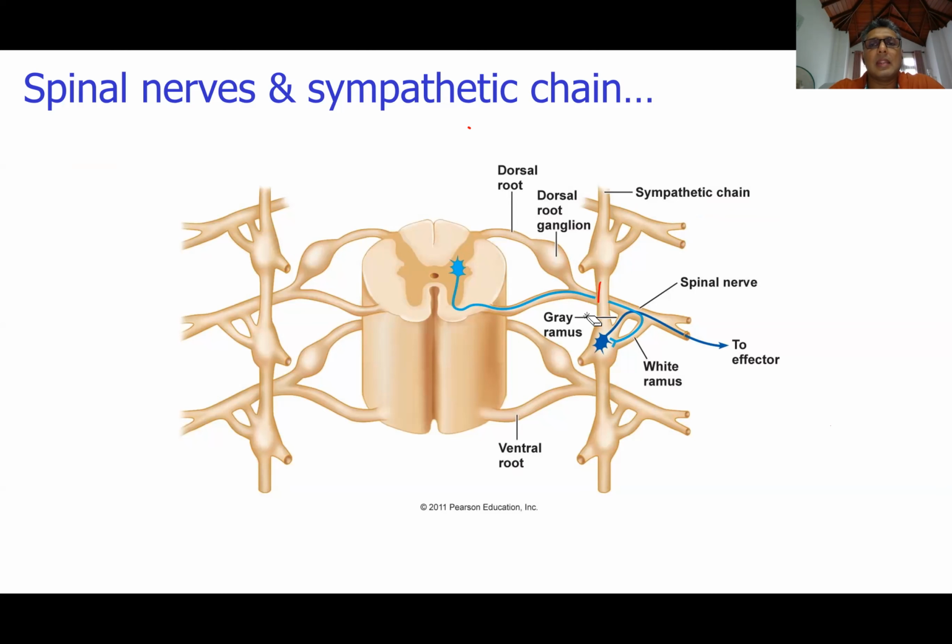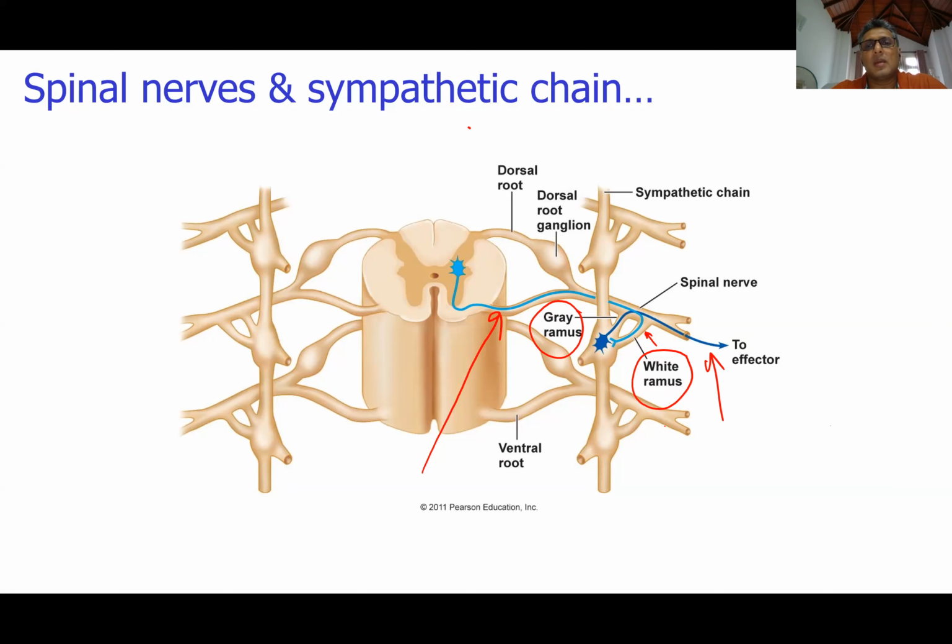And there's another point here. Now here you see gray ramus and white ramus communicants. These are the two nerve connections that connect the sympathetic chain to the spinal nerve. The reason is that the preganglionic fibers are myelinated, therefore they appear white. And the postganglionic autonomic fibers are non-myelinated, therefore they have a gray appearance.